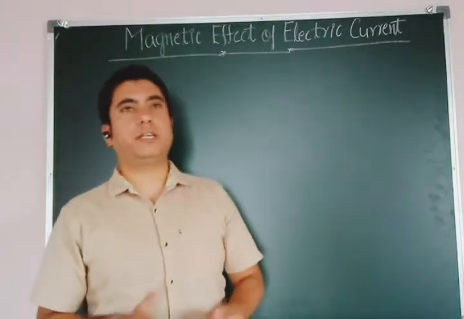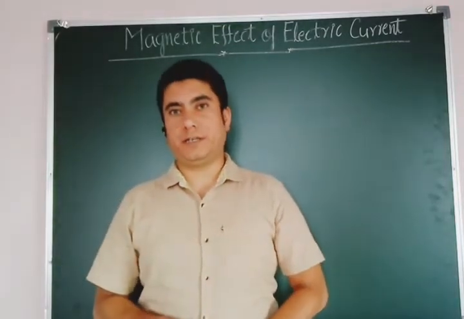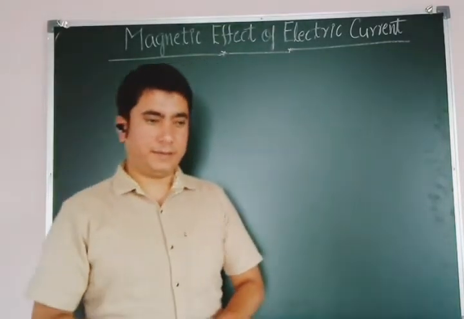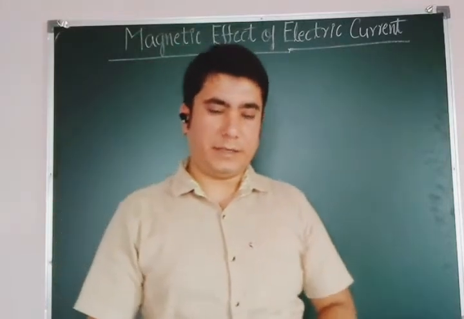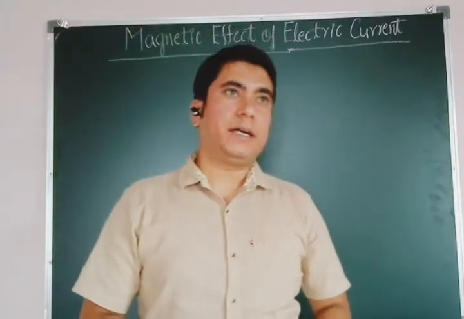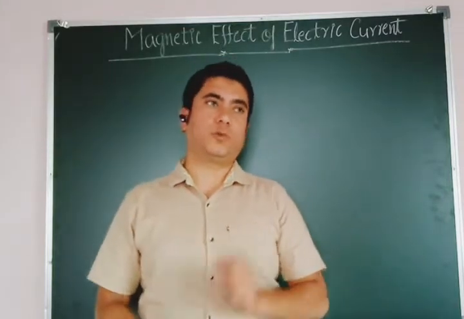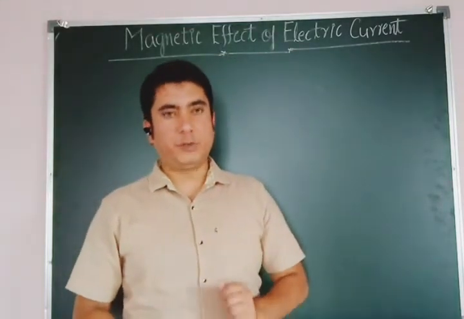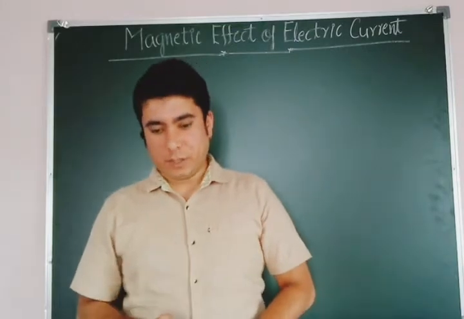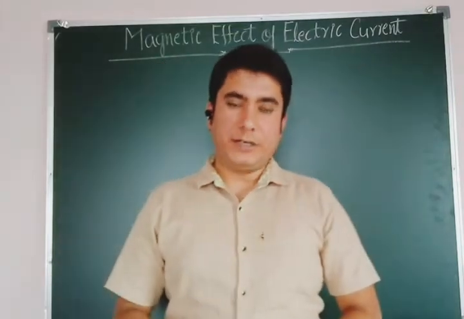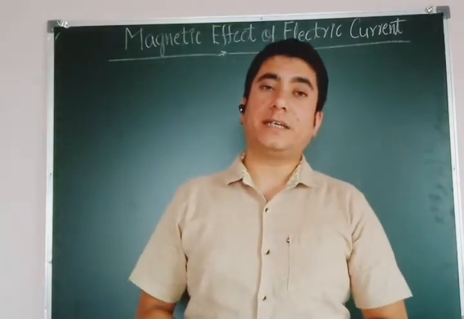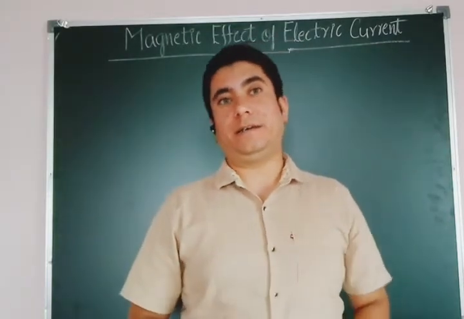You know, the induced EMF is generated in a closed circuit by the law of electromagnetic induction. A closed circuit is there, and when a magnet is moved, magnetic flux is changed through that circuit, and induced EMF is generated in it. So what will be the direction of the induced EMF, or the direction of the current?